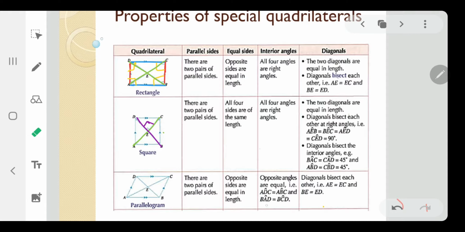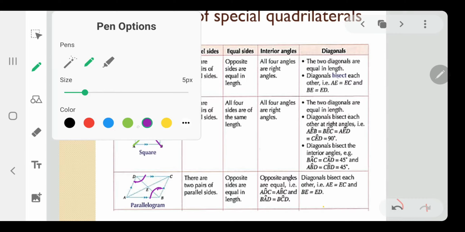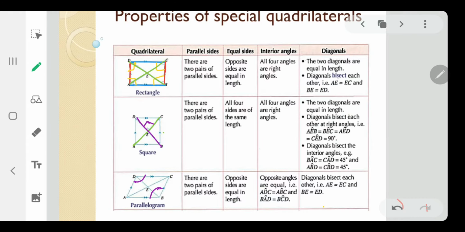and opposite angles are equal. This is a very important property here. So opposite angles are equal. For example, this angle must be equal to this angle. Similarly, we can say that this angle is equal to this angle. Opposite angles are equal. Diagonals bisect at the point E.